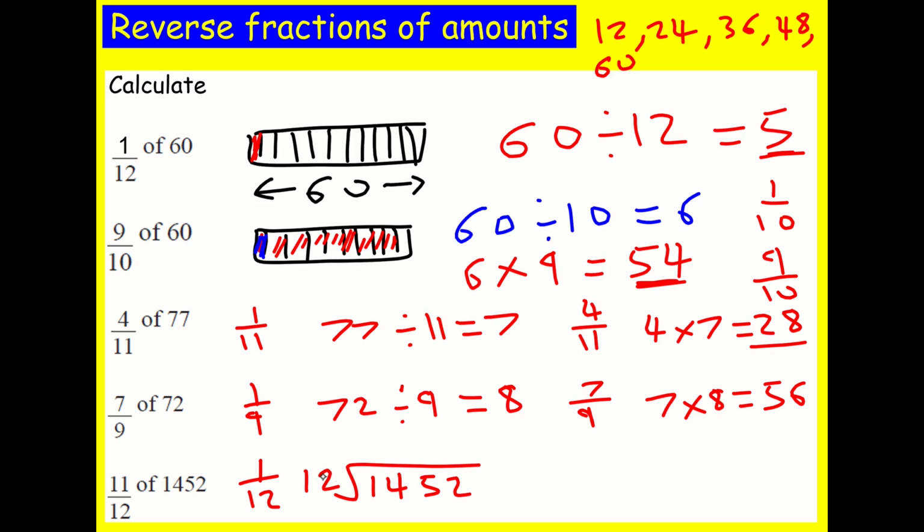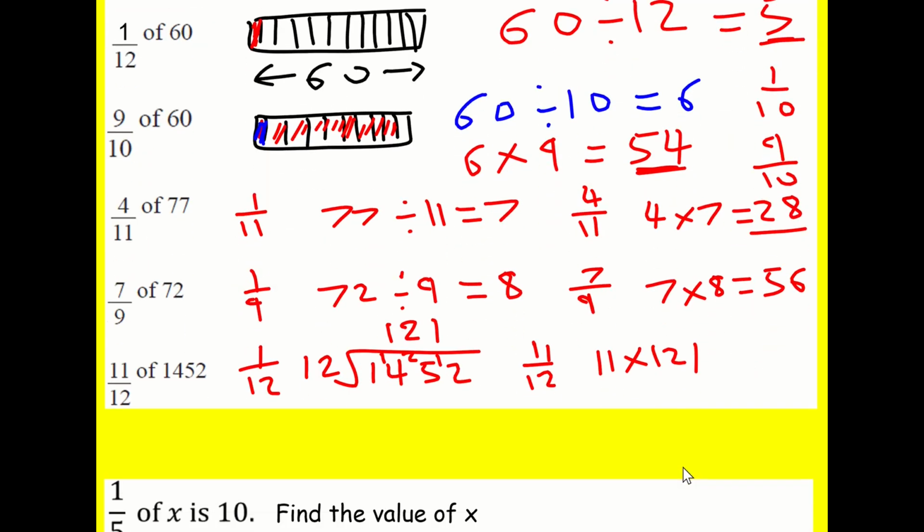Because I know you can use your calculator in real life, but it's a useful skill to be able to do. So we do 12s into 1 don't go, 12s into 14 go once, remainder 2. 12s into 25, or 12 times 2 is 24, so that's 2, remainder 1. 12s into 12 go 1, so we get 121. We then have to do, quite an awkward one, isn't it? We have to do 11 times 121. Okay, I'll go through how we can do this.